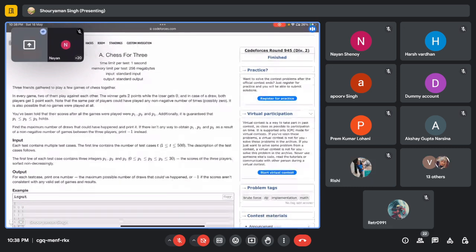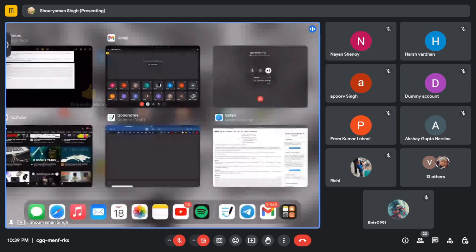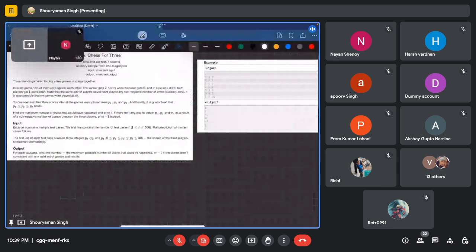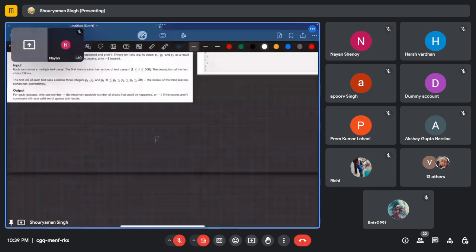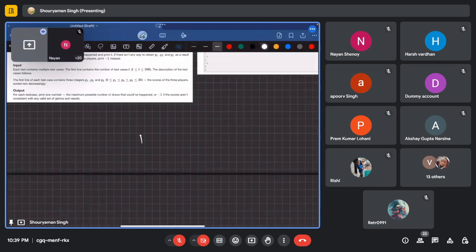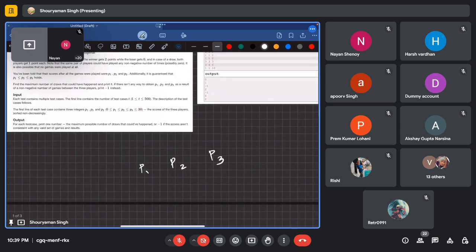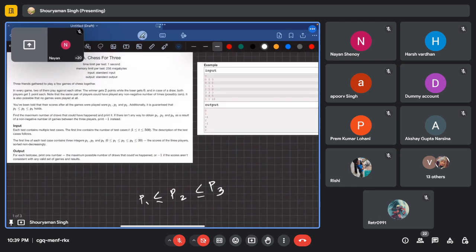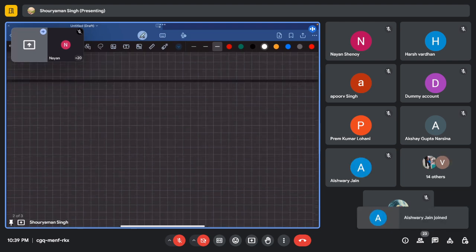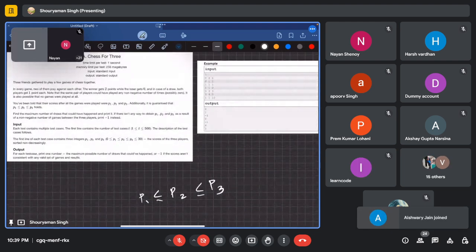So, the problem was given two players. I hope that you have read the question because I won't be going over it very thoroughly. The brief about the question is something like this. You are given three numbers, which are P1, P2, and P3. There's a condition which is given, which is that this has to hold, and you have to find the maximum number of draws. Okay, I'll go over the question once because it might get confusing.